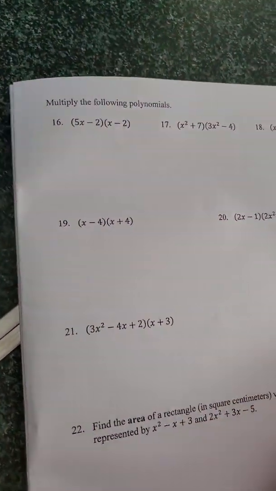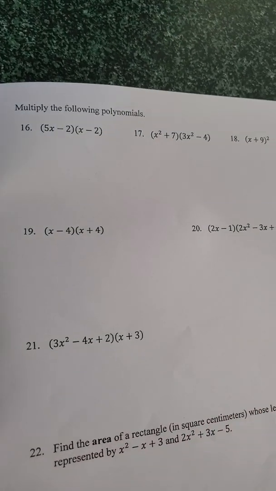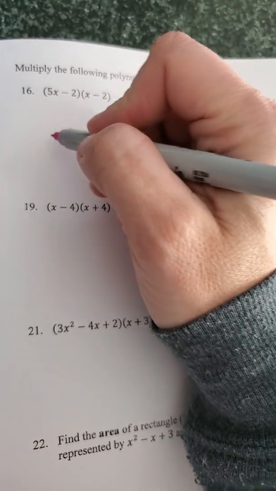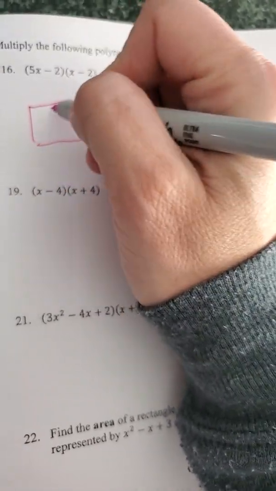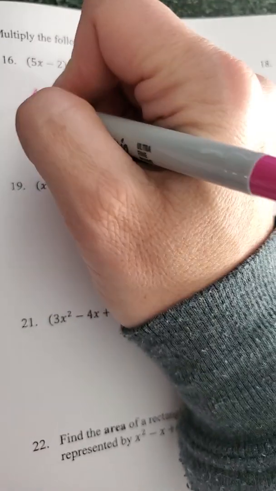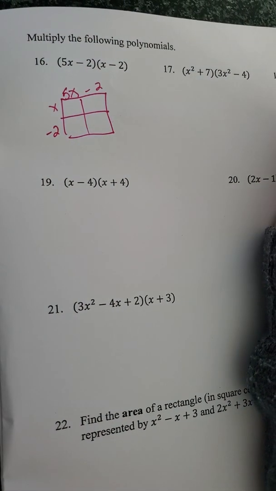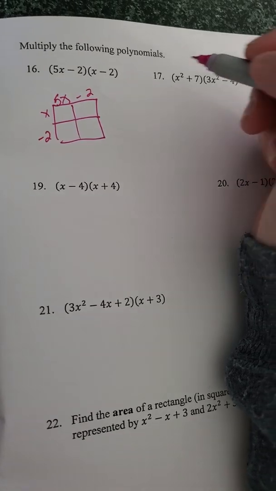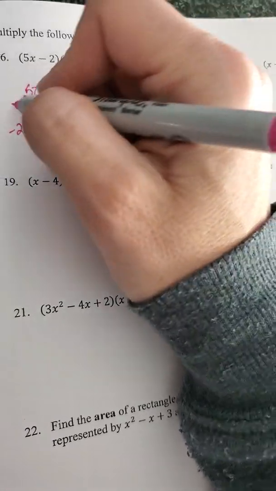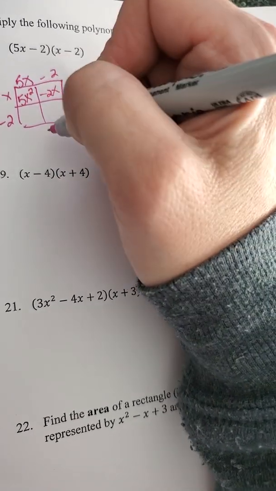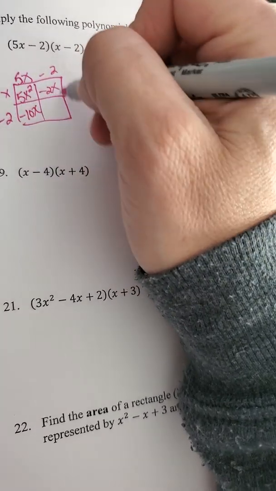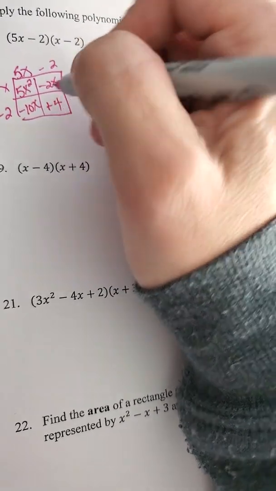Moving on to multiplying polynomials. Starting with binomials, or multiplying binomials, we have 2 terms and 2 terms. So we need a box that is a 2 by 2. 5x minus 2 and x minus 2. Multiply your top box times your side. 5x times x, 5x squared. Negative 2 times x, negative 2x. 5x times negative 2, negative 10x, and negative 2 times negative 2 is positive 4.